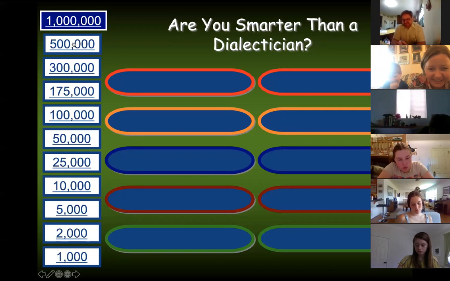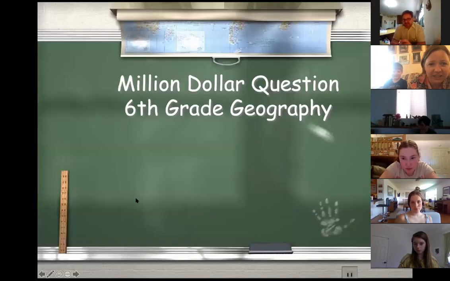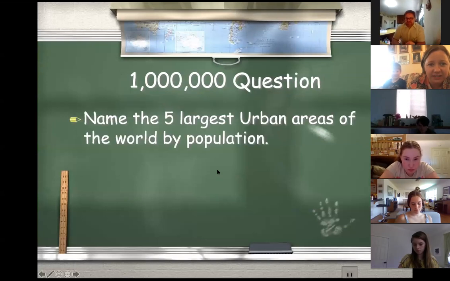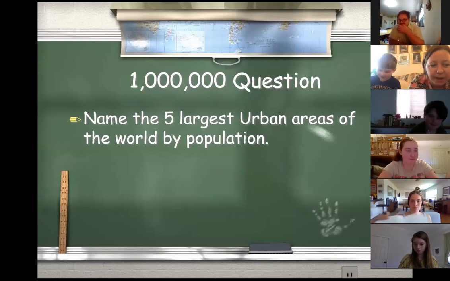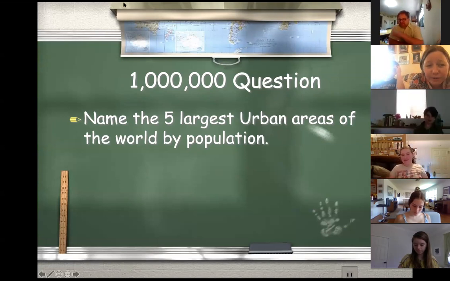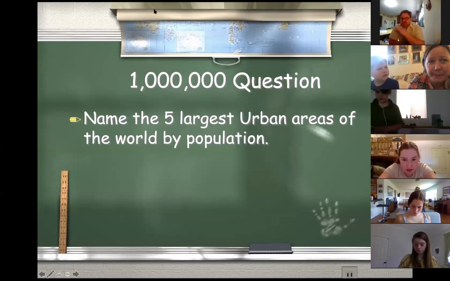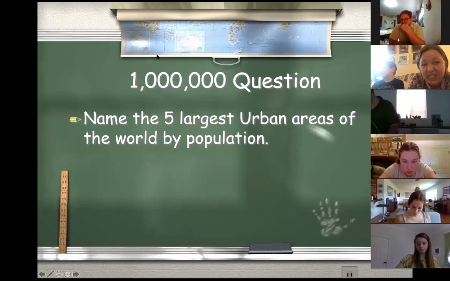Are you ready? Okay, as ready as I'll ever be. Dialecticians and grammarians, are you ready? Yes. Yep. And the $1 million question is: 6th grade geography. Name the 5 largest urban areas of the world by population. So that's similar to the 5 largest cities, but we're including the suburbs of the city. Talking about population. Yes, largest by population. And we've been doing this on a map for the last 6 or 8 weeks.